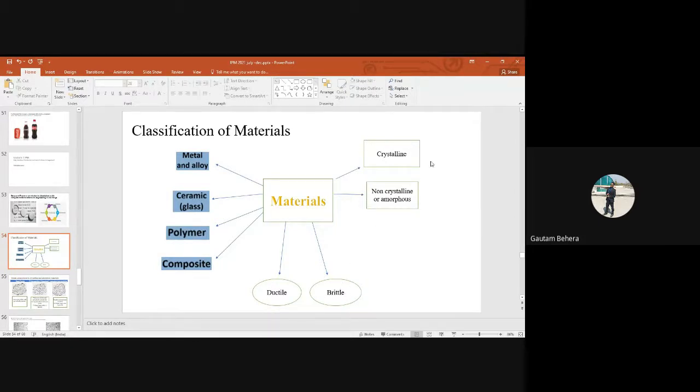This is a very important classification, and on this basis we'll have further discussion in the next lectures. Most of the materials we use in day-to-day life, basically the metals and alloys, come under crystalline materials. And amorphous or non-crystalline materials are basically the glasses which we are using. Those are amorphous.